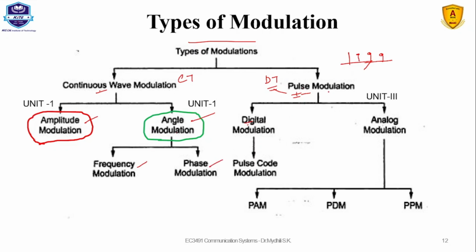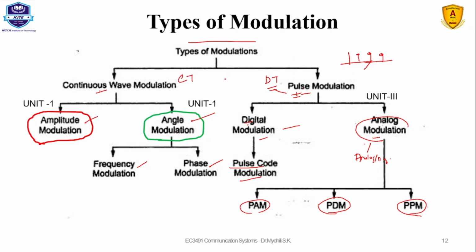What about pulse modulation? Pulse modulation is divided into 2 again, digital modulation as well as analog modulation. And again, this digital modulation is purely the pulse code modulation technique, whereas analog modulation is further classified, where both analog as well as digital play a major role, into pulse amplitude modulation, pulse duration modulation and pulse position modulation.